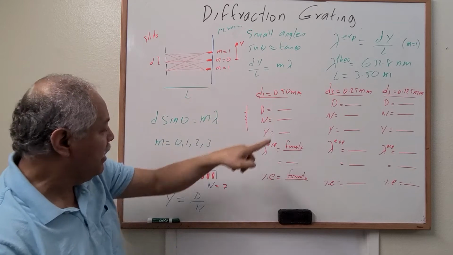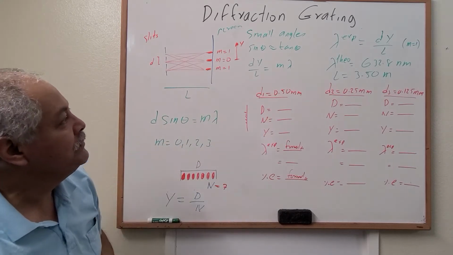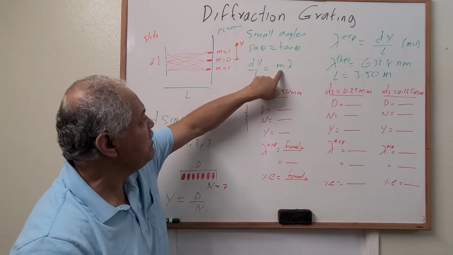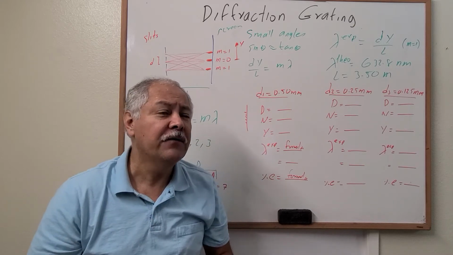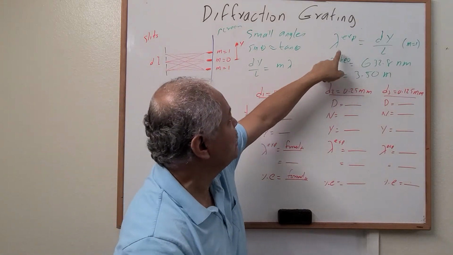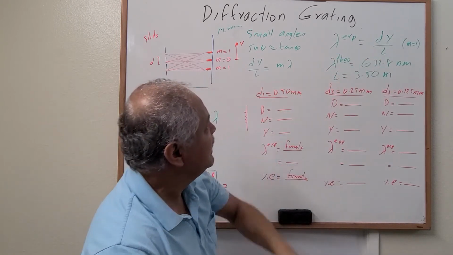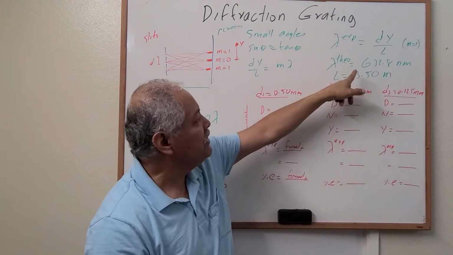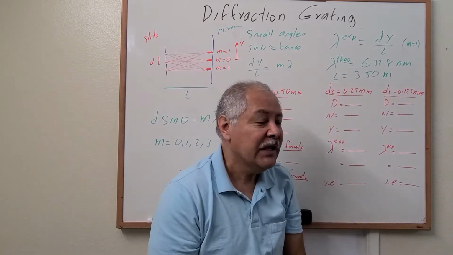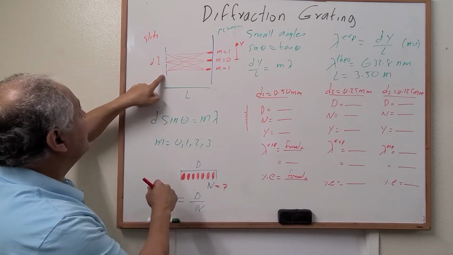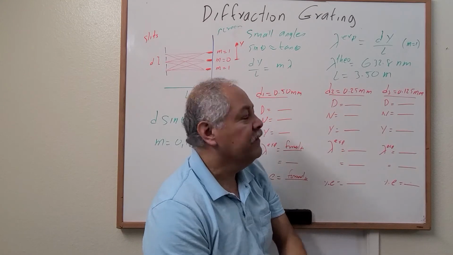And m is the order number, which goes from 0 to 1, 2, and so on. Now if we take m equals 1, because we're dealing with the distance between two fringes, we get this equation: lambda experiment is d y over L. From the theory, we're using a laser with wavelength 632.8 nanometers, and the distance from the diffraction grating to the screen is about 3.15 meters.